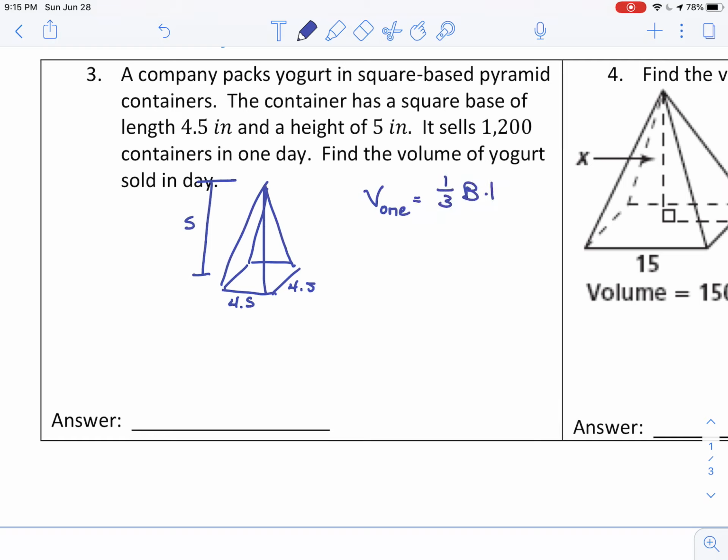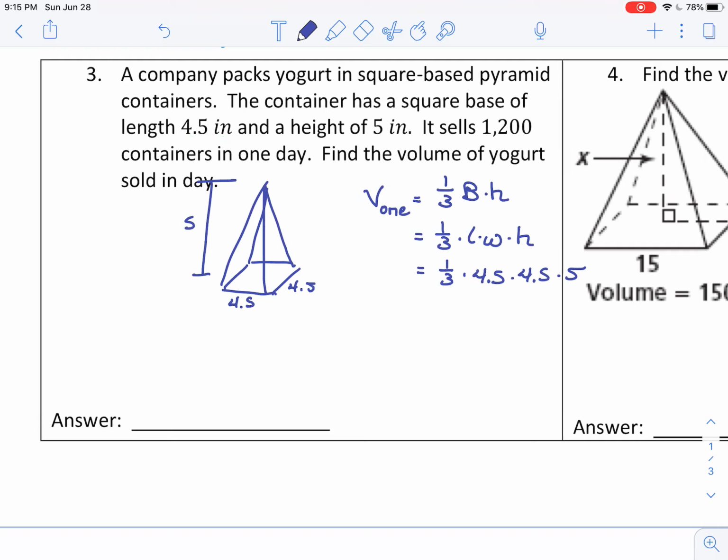1/3 area of the base times the height. This time the area of the base is a square, so we'll use length times width times height, which they told us is 4.5 times 4.5 times 5. Main mistake on this problem is people not doing the two 4.5s. That's part of why I drew it. So don't just take the numbers that you see and multiply them.